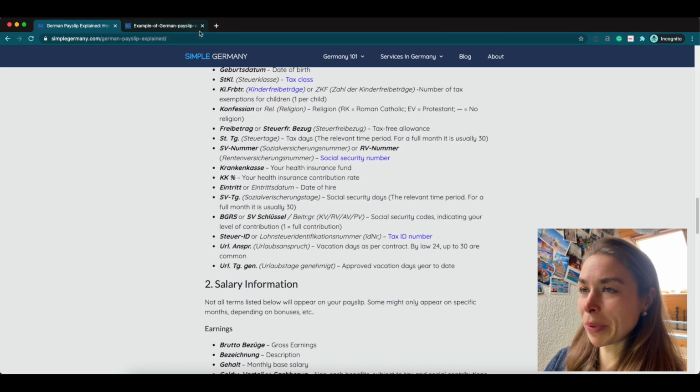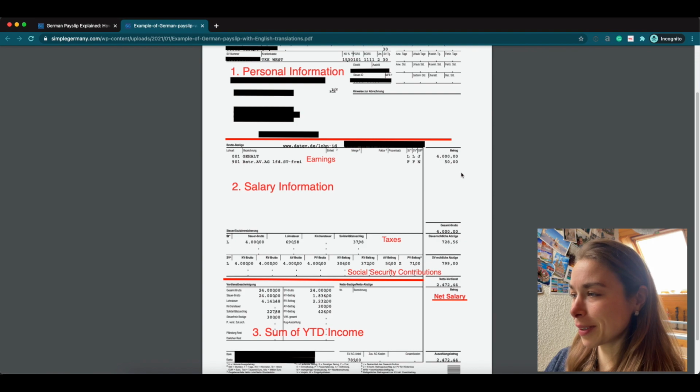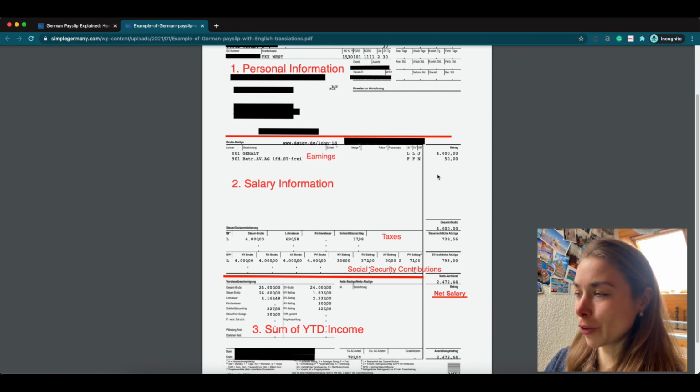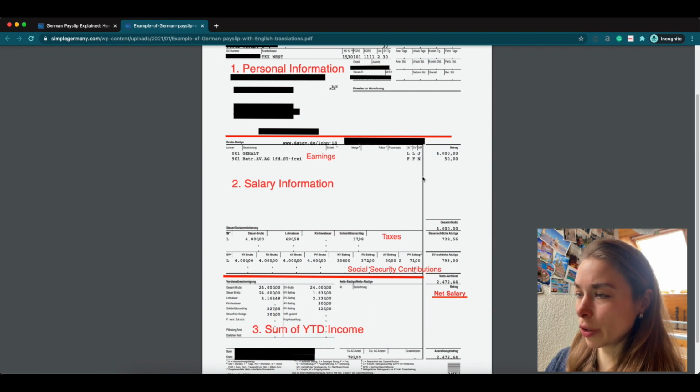So let's jump back to the payslip example and go to the actual important area, which is, of course, your earnings and your salary information, which you usually find in the center of it all. Your salary is, in the most common way, called Gehalt. That just means earnings. And this will be a brutto amount, in this example, 4,000 euro.